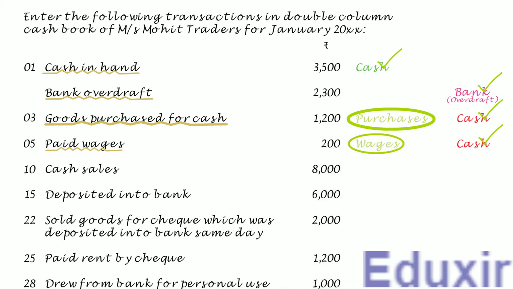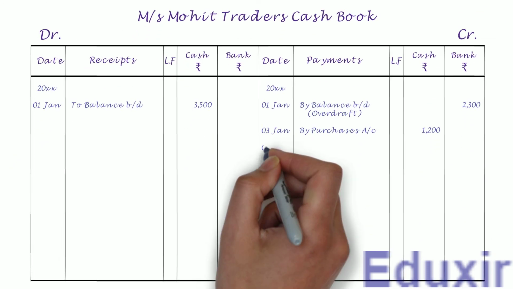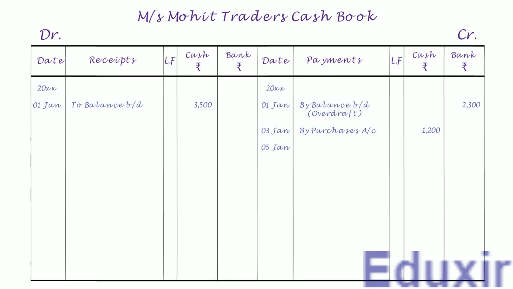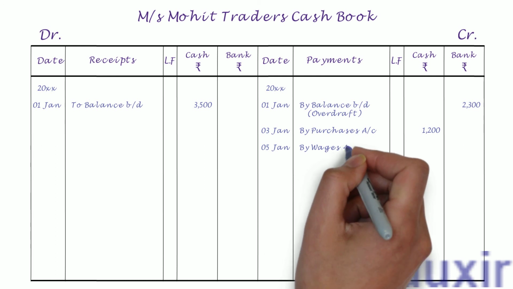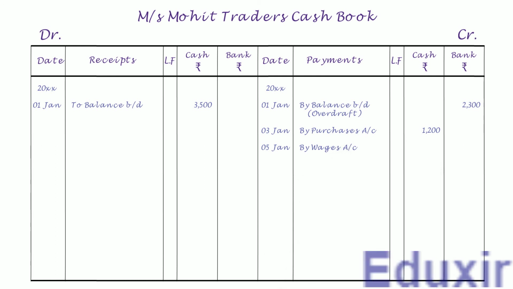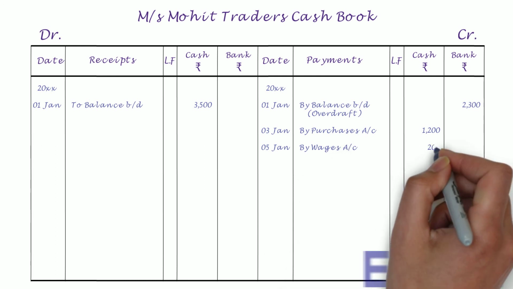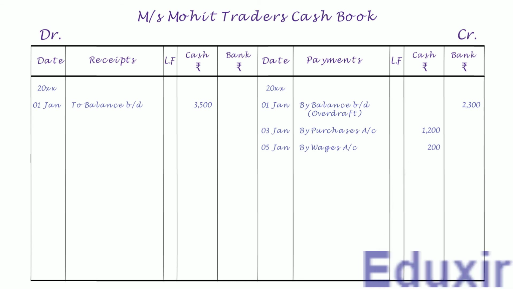With this analysis at our disposal, let us now proceed with the posting to the credit or payment side of the cash book. Let us first record the date. Let us then record the wages account into the payments column of the cash book. Let us then record the credit amount of 200 rupees in the cash amount column. With that, we have completed the posting of this transaction into the cash book. Let us now take up the next transaction.